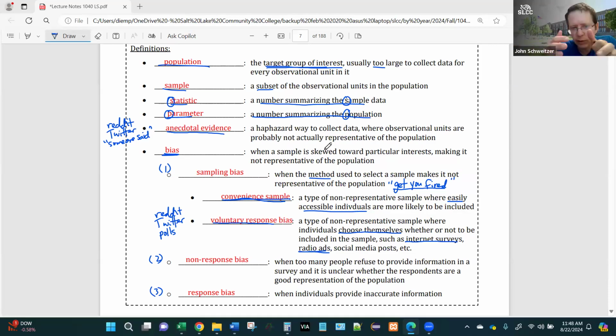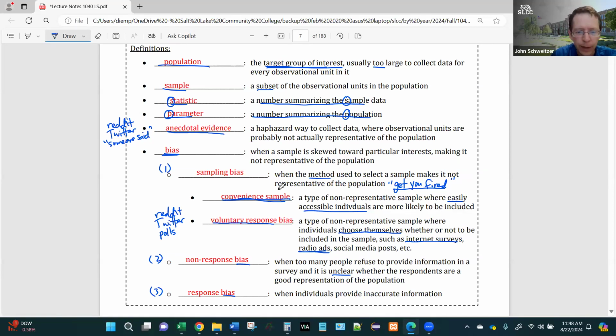Okay, so again, the voluntary response, that just means that the people themselves are choosing to be in the survey. Good. All right. So the second type of bias and the third, these aren't exactly your fault. Okay? These kind of happen, and they can be difficult for you to control for these last two things. So what is the non-response bias? This is when too many people refuse to provide information and it becomes unclear whether the respondents are actually a good representation of the population.